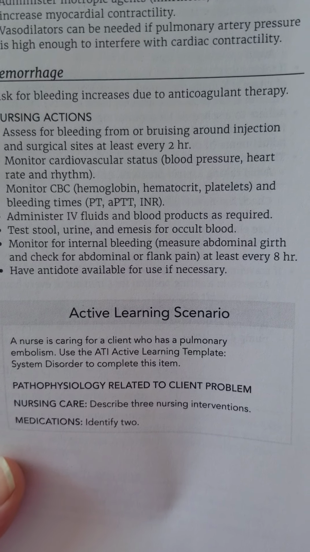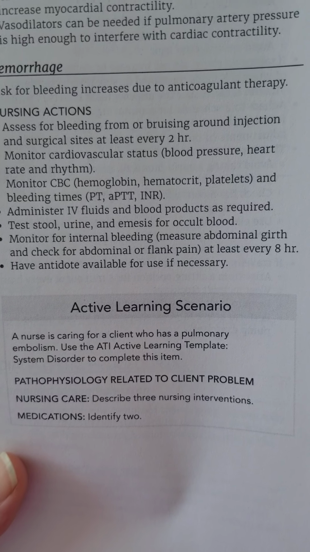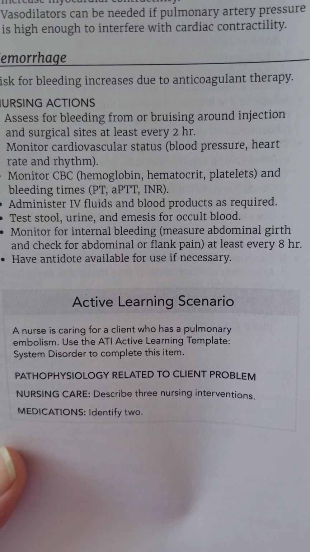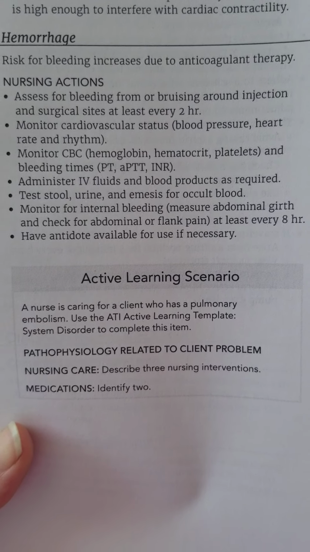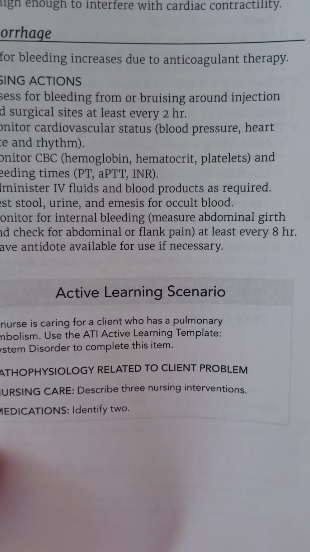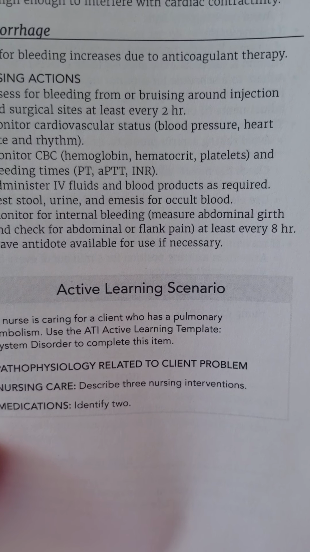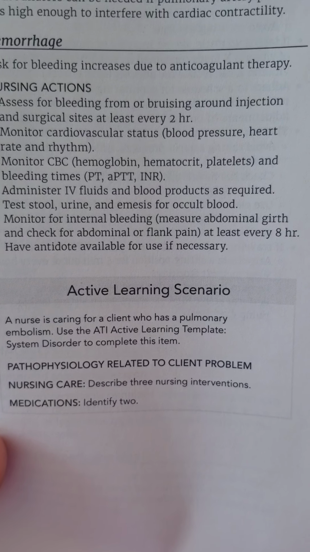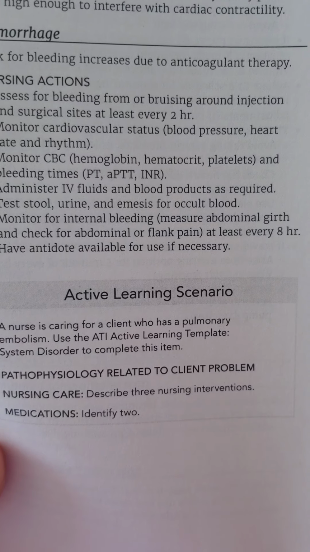Monitor for internal bleeding, such as measuring abdominal girth, and check for abdominal or flank pain at least every 8 hours. And have the antidote available for use if necessary. Remember, the antidotes are vitamin K for warfarin, protamine sulfate for heparin, and for the newer anticoagulants, fresh frozen plasma.